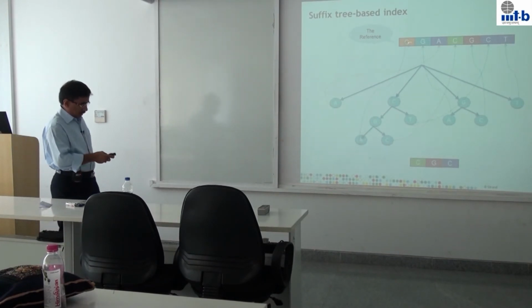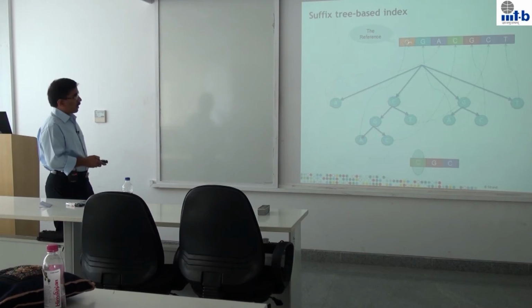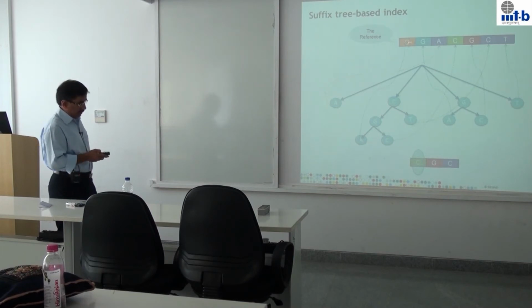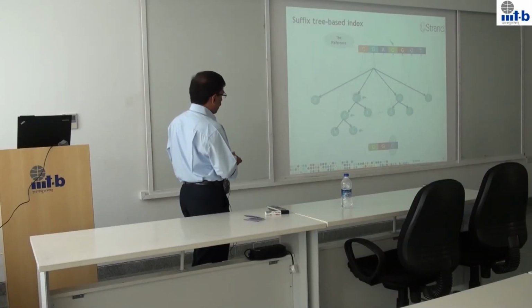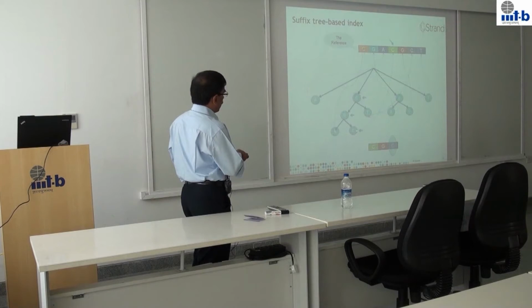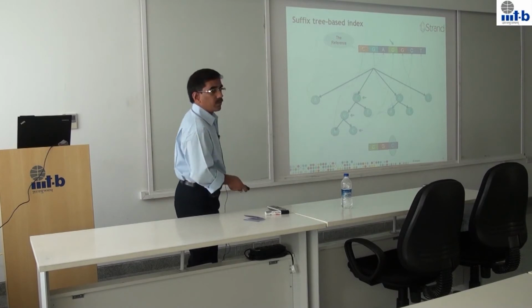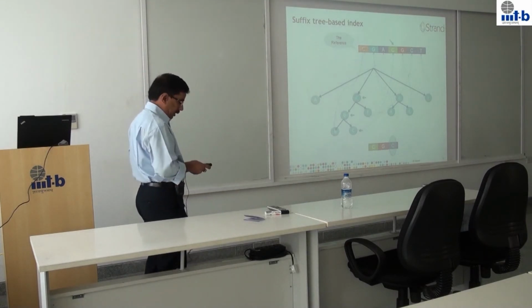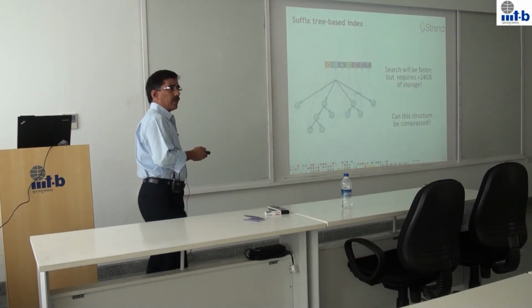Once you have constructed this, given any other string like CGC here, you can find out the location where it's present in the reference sequence. You look at the first character and traverse this tree based on the sequence of characters: C, G, C. You have ended up at a leaf node. This points to the fourth location here, where you find the sequence CGC. So this is the suffix tree based approach, and it's obviously much faster than the naive scanning of the entire reference.